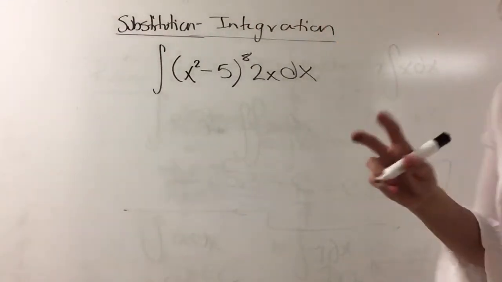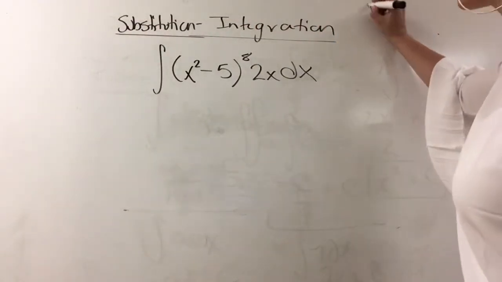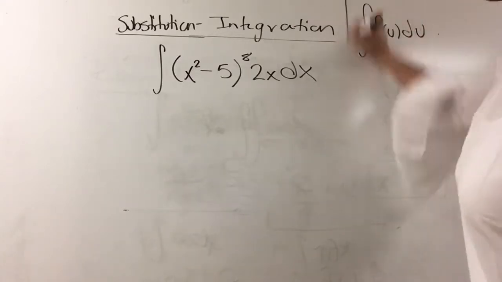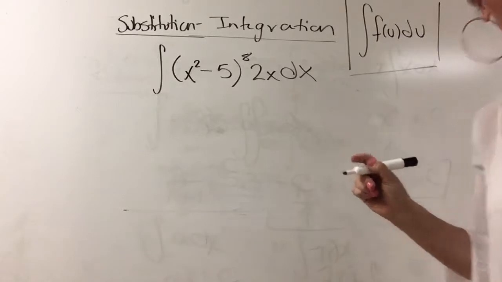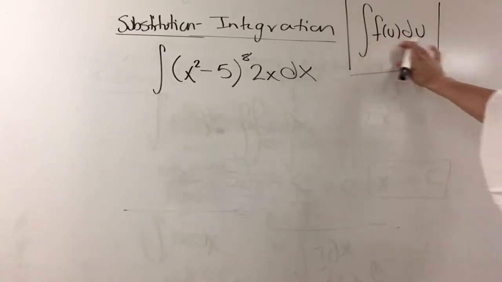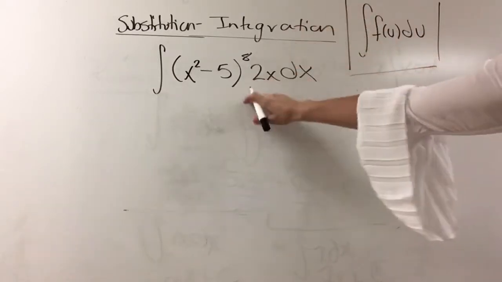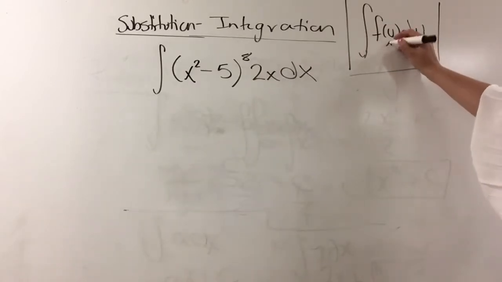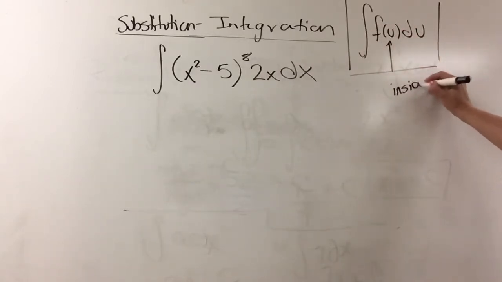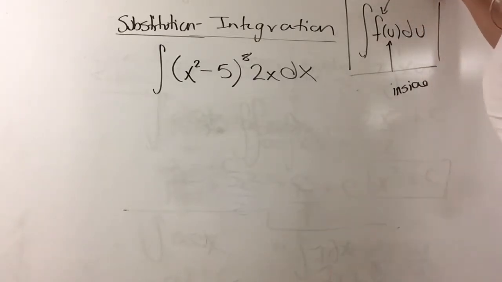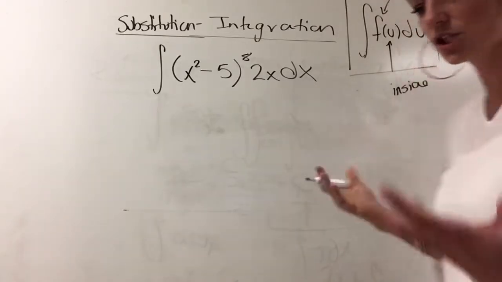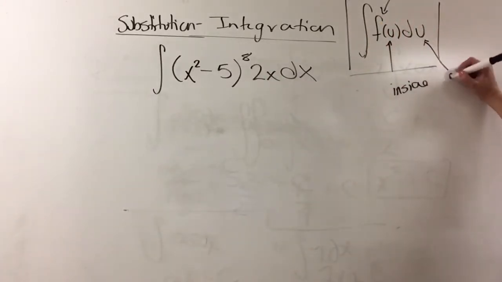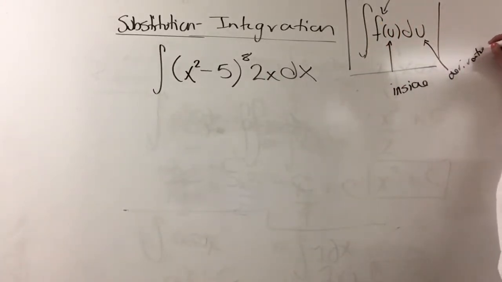There's a formula for substitution, and basically it's f(u) du. What I want to do when I'm doing substitution is find a way to substitute every single integral question so it looks like this. The u is the part that's inside the function. The f is the outside function, so think about composition of functions, functions stuffed inside of functions, and the du is the derivative of u.